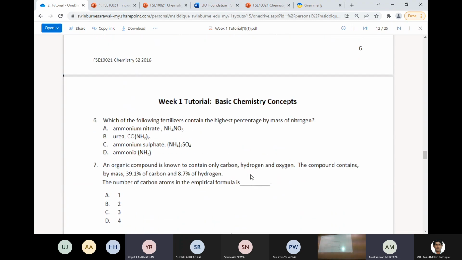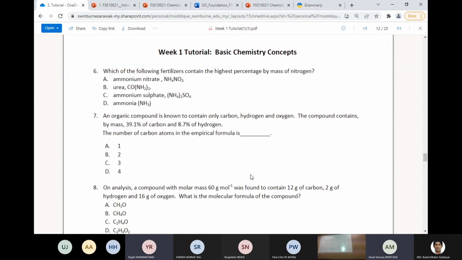Question number 6. Which of the following fertilizers contains the highest percent by mass of nitrogen? Which of them has the highest percent of nitrogen? Can you tell? Urea. Okay, this is urea. Let's say it has the highest percentage of nitrogen, right?